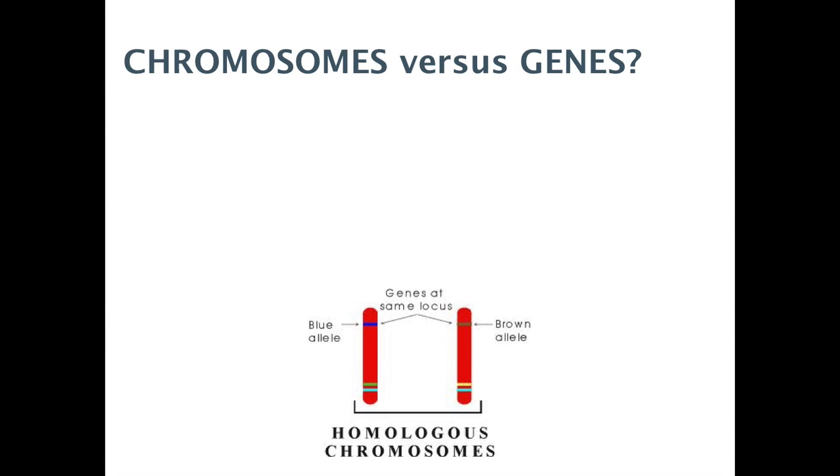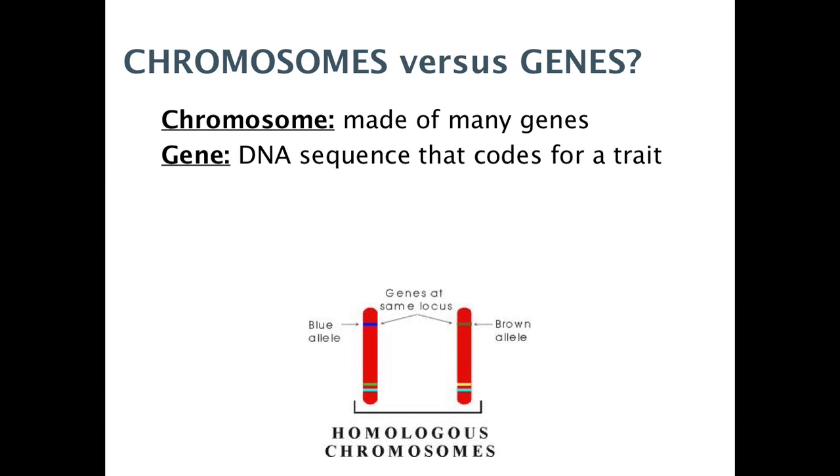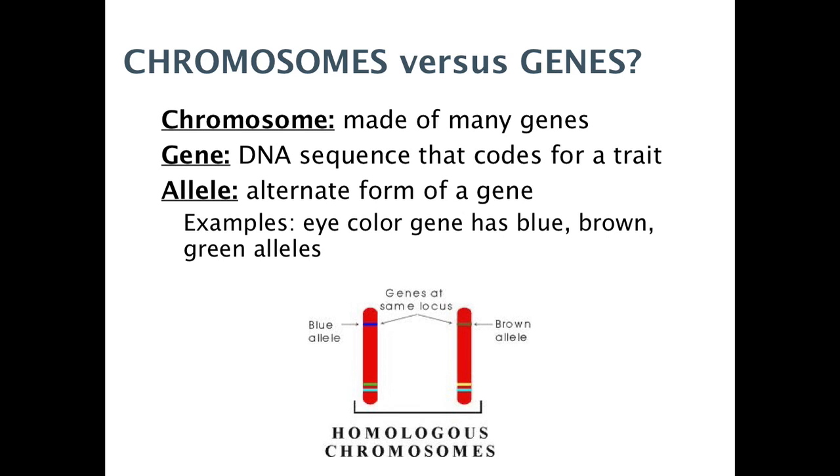So just a little review of some of those terms. Chromosomes are made up of many genes, and genes are just a small DNA sequence that codes for a particular trait, actually by coding for a particular protein. Now, alleles are just alternate forms of a gene. An example here: the eye color gene has several different alleles, a blue allele, a brown allele, a green allele.